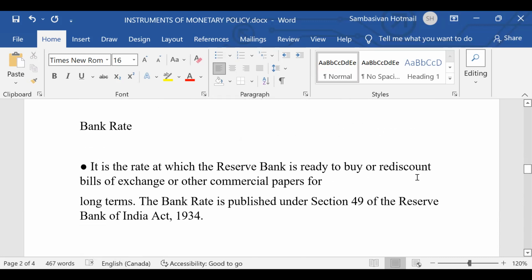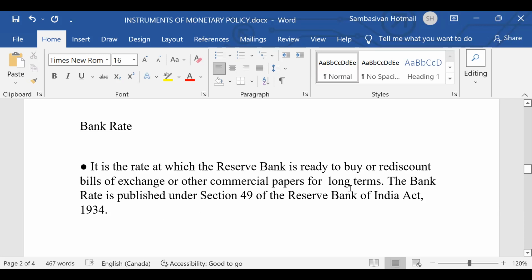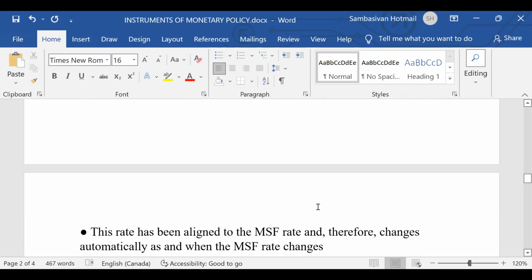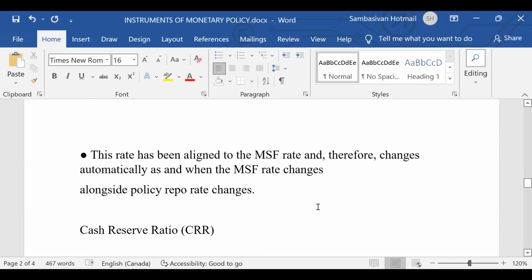Bank rate: it is the rate at which the Reserve Bank is ready to buy or rediscount bills of exchange or other commercial papers for long terms. The bank rate is published under Section 49 of the Reserve Bank of India Act 1934. This rate has been aligned to the MSF rate and therefore changes automatically when the MSF rate changes alongside policy repo rate changes.